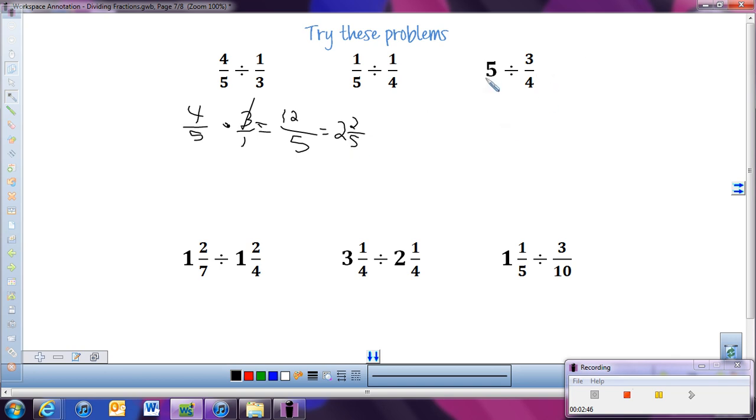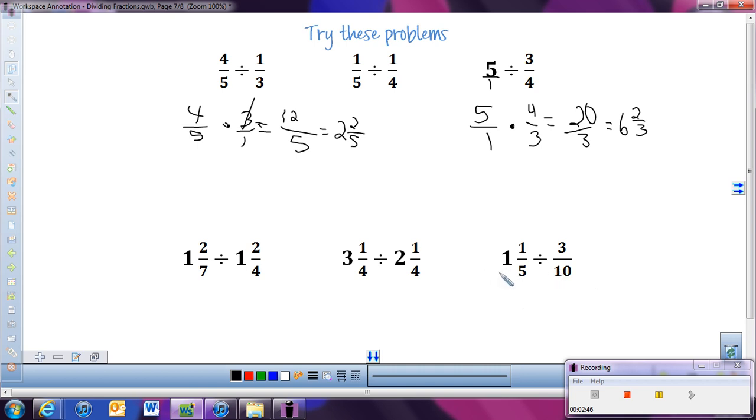Just like when we were multiplying fractions, if we have a whole number, we change it into a fraction by writing a 1 underneath it. And now we're going to do just like we did in this other problem. The first fraction stays the same. Our division sign changes to a multiplication sign. And we multiply by the reciprocal, or flipping that second fraction over. Again, in this case, we can't simplify at all first. So 5 times 4 is 20. 1 times 3 is 3. 3 goes into 20 6 times, which would be 18, so we'll have 2/3 left over. So 6 2/3. And we're going to try one last problem.